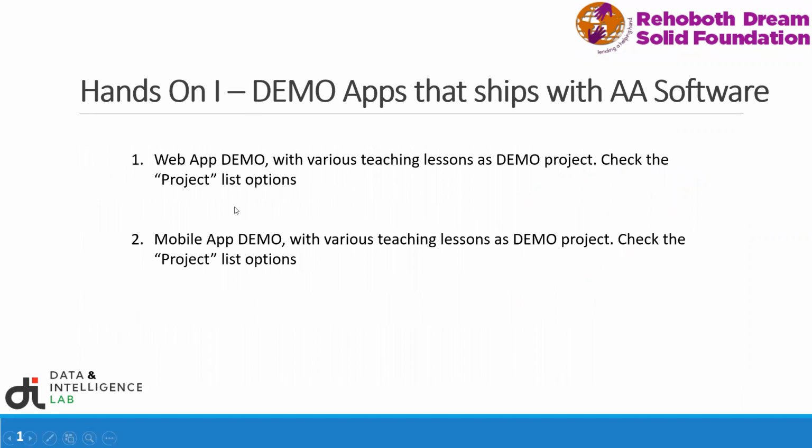So with that said, okay, I have to stop sharing and go to my Alpha Software. So I want to show you quickly how to pop up the demo apps that ship with Alpha Software. So there are two demo apps that ship with Alpha Software, the web app demo and the mobile app demo. And everything we've learned in this class is covered within those demos, because we are going to see hands-on practicals on how these things were created and how you can also create them in a full application.